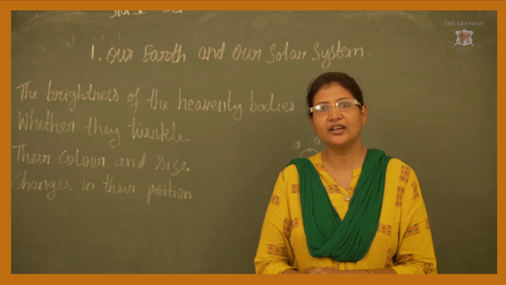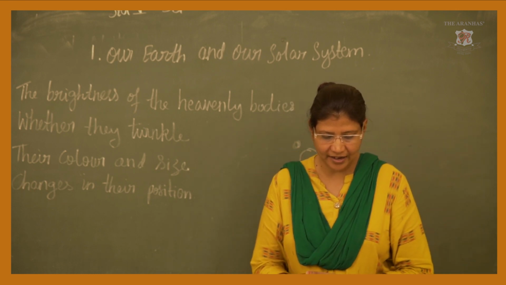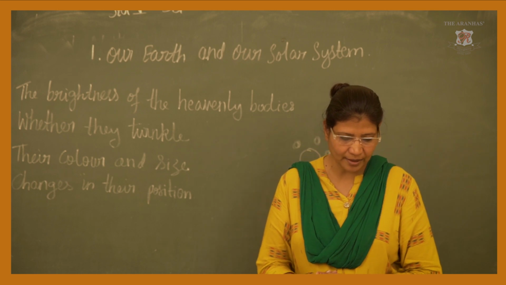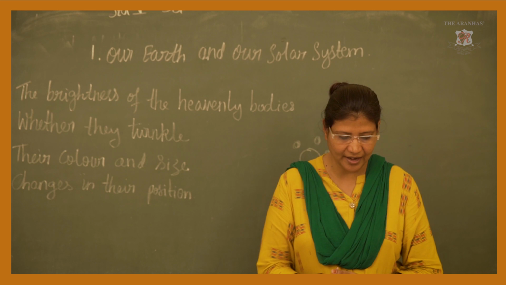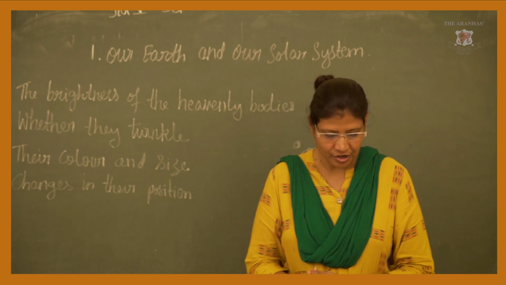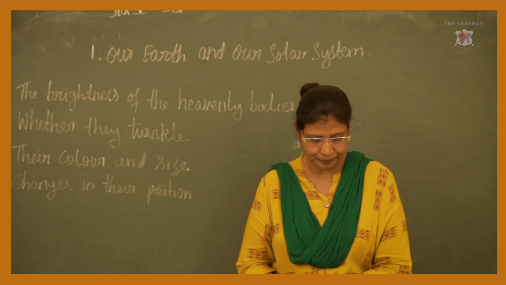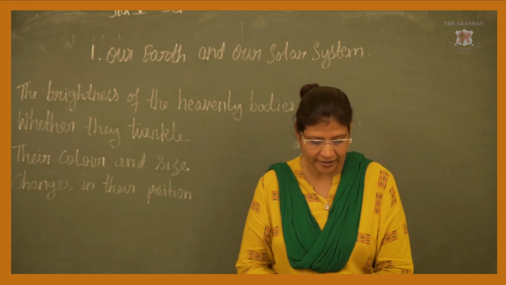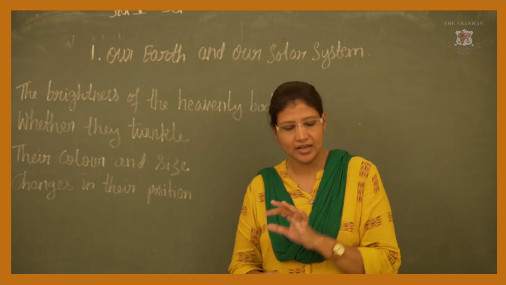What are the other heavenly bodies? First is satellite, then dwarf planet, asteroid. Some heavenly bodies revolve around a planet. They are known as satellites. Satellites too get their light from the sun.